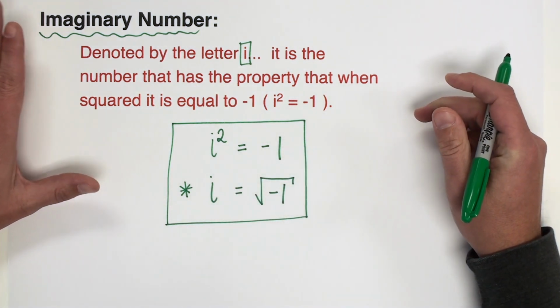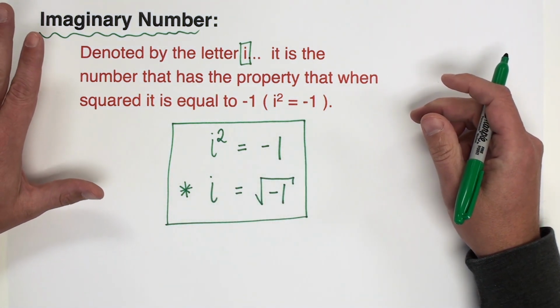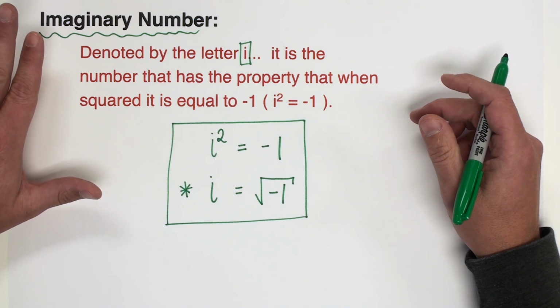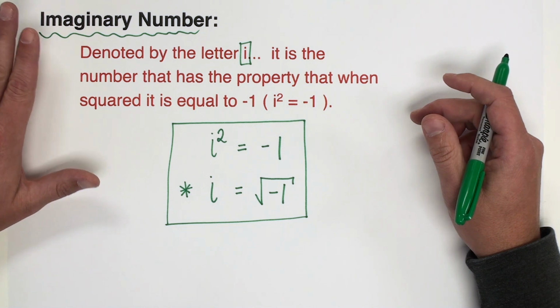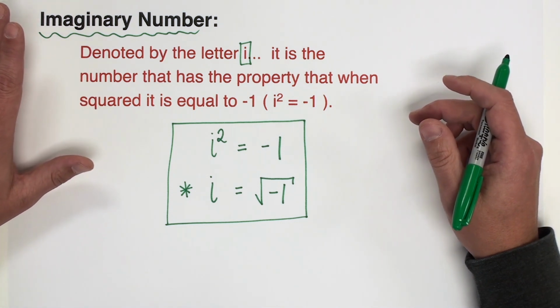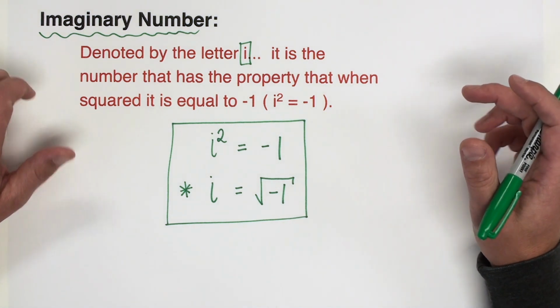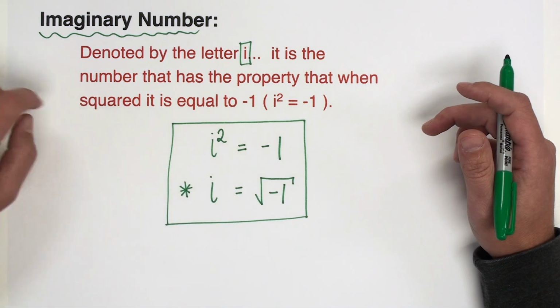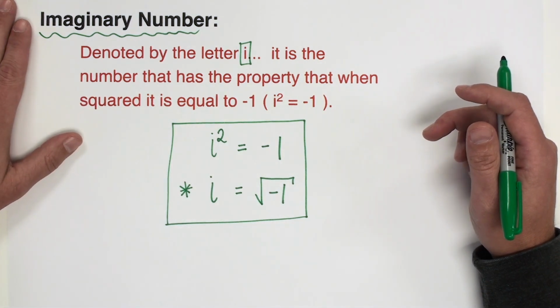Okay, so that's the number that we need. That's the number that we're going to use to solve these no solution type problems. Now before we jump into solving an equation, let's just take a few examples of simplifying square roots so we see how this new number is going to operate.